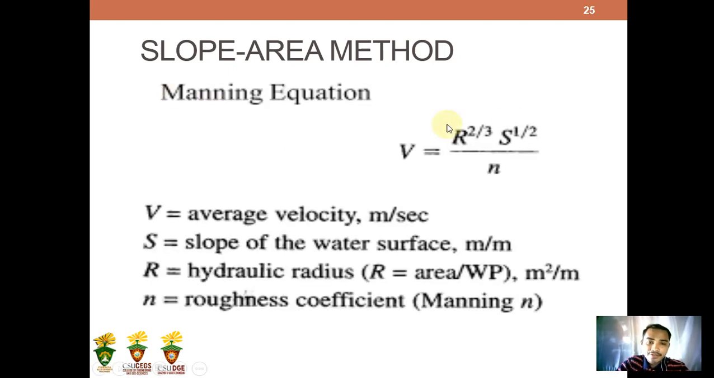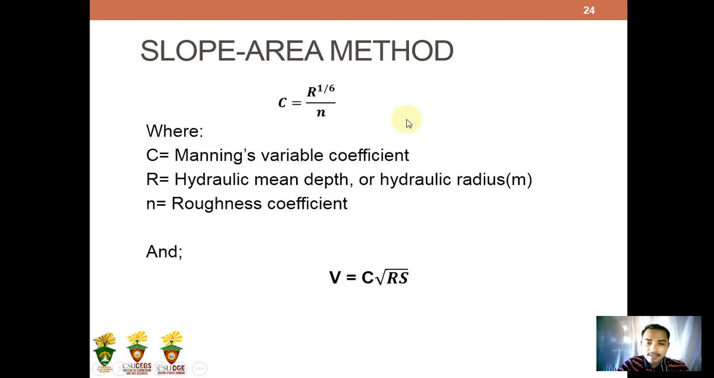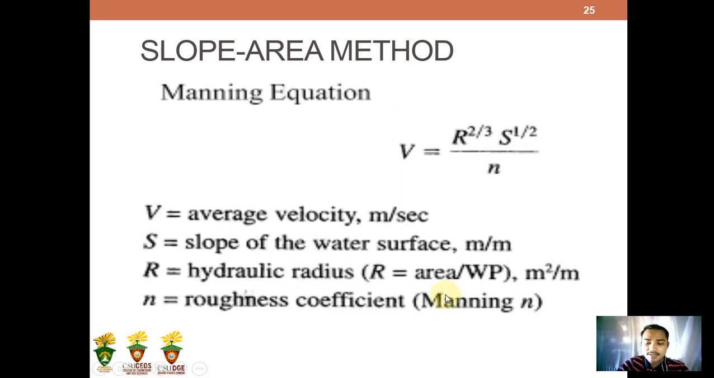Alright, so another formula to get the velocity, using Manning's coefficient, where V equals C times the square root of RS. So we can also use this formula, which is velocity equals hydraulic radius raised to the power of 2/3 times S, the longitudinal slope, raised to the power of 1/2, all over n, the roughness coefficient.